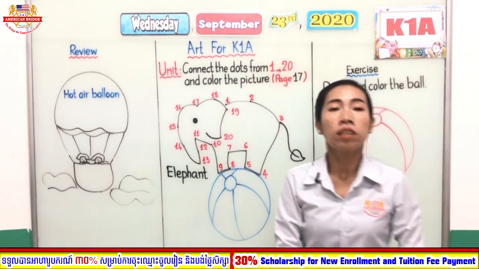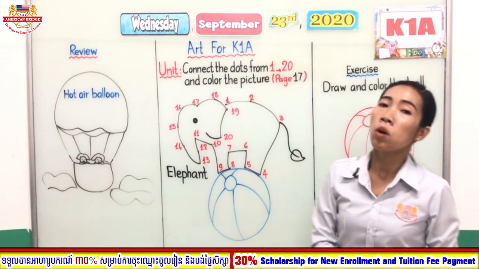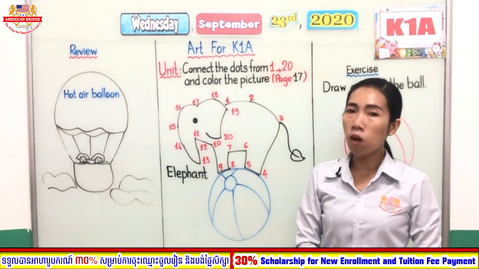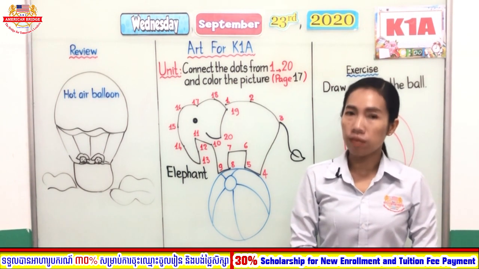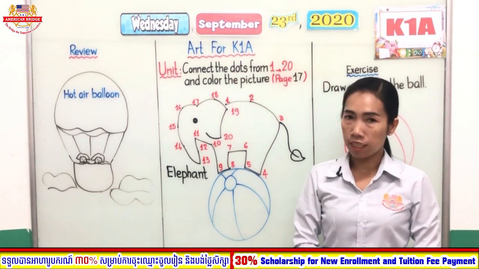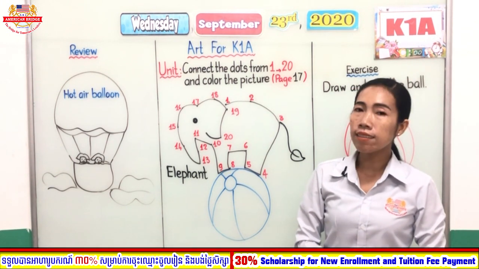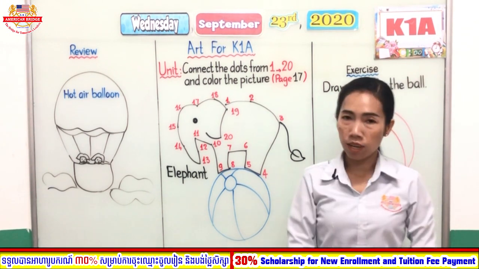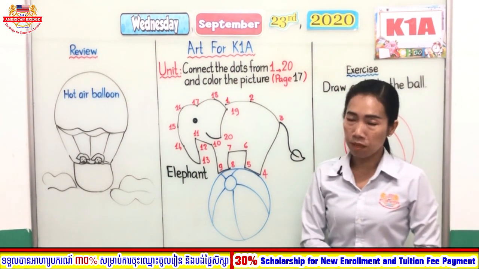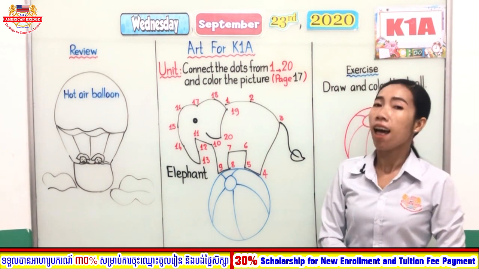Everyone, who can tell the teacher what you learned today? Yeah, today we learned about Jungle Phonics 1 in the first session, where you reviewed from letter M until letter O. And in the second session you learned about Art for K1A, where you connect the dots from number 1 until number 20 and you get an elephant.